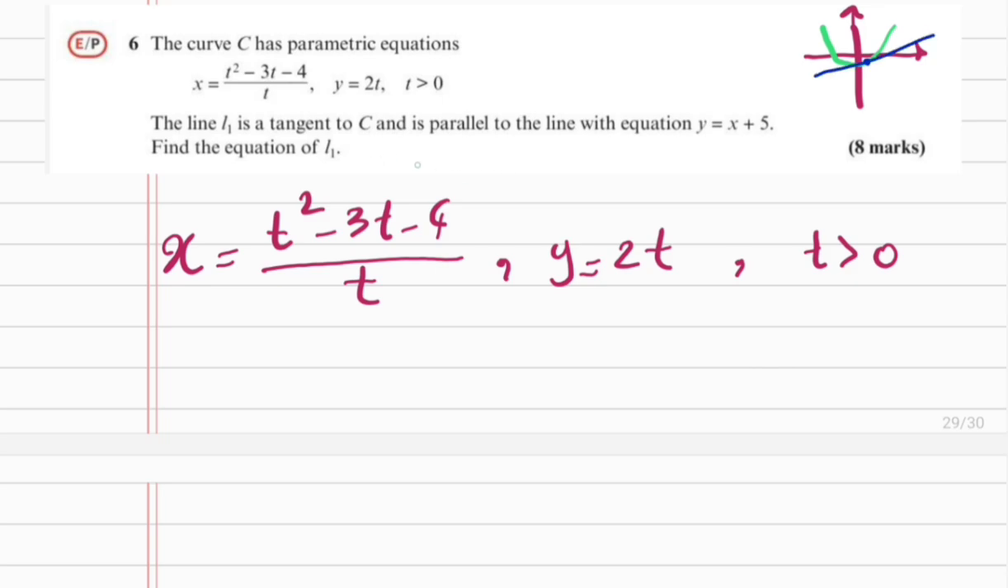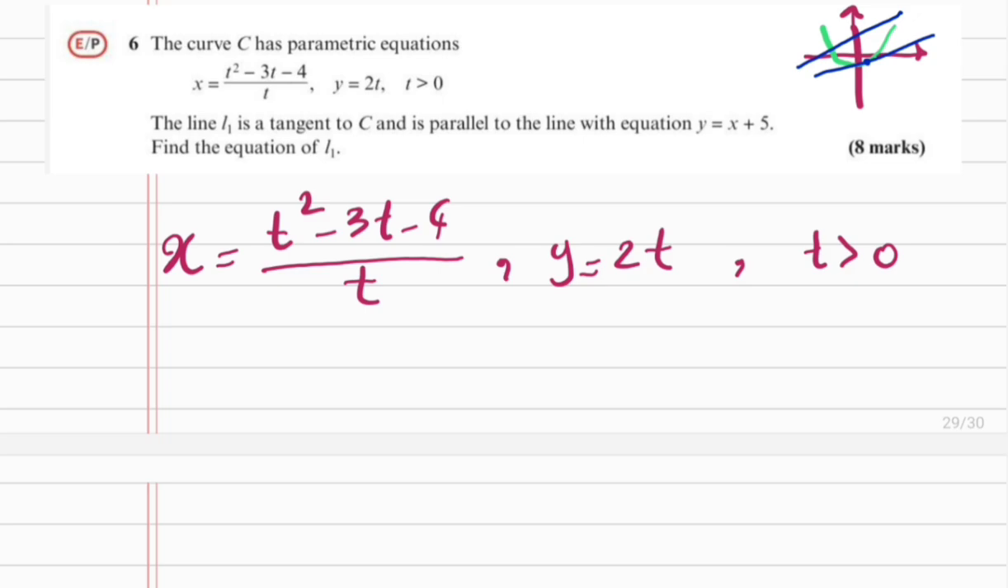Then what it says is that the tangent is parallel to the line with equation y is equal to x plus 5. That's a very useful fact in this question, that this blue line is parallel to, let's say, this line. Again, this graph is not accurate by any means, but we have such a situation. Now, what we need to find is the equation of L1, which is the tangent.